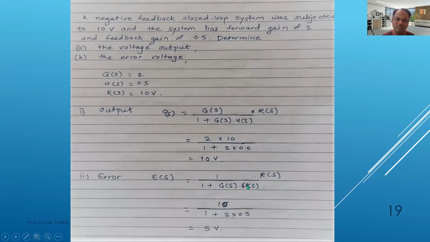And if we calculate with the help of the values, RS is 10, GS is 2, and HS is 0.5. You will get the value 5 volt as error. So they may ask you output or error. This type of example you have to practice for the final examination.